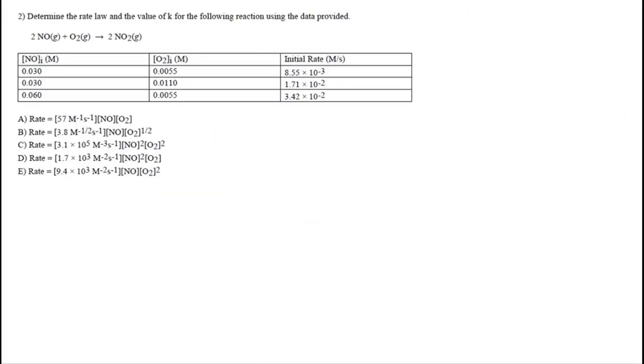All right, now for number 2, it says determine the rate law and the value of k, which is the rate constant, for the following reaction using the data provided. So first we have to ask, what is a rate law? We can use the reaction that's given to help us write a generic rate law to figure out exactly what we want to be looking for. So we can say our rate is equal to the rate constant times our reactant concentrations raised to a particular order, which we do not know yet. So we have our NO raised to a power of x, for example.